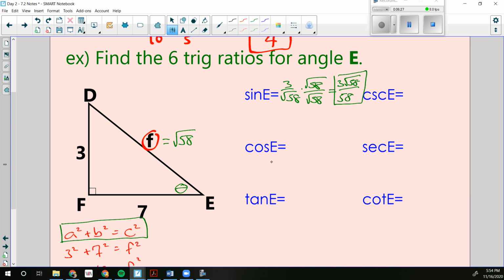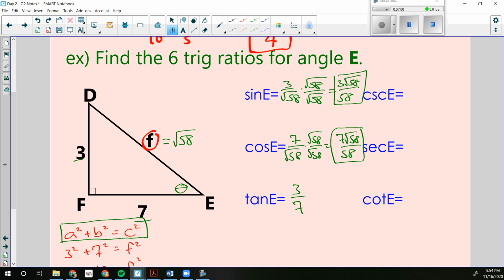Same thing for the cosine of e. Cosine is going to be adjacent over hypotenuse. So that's 7 over the square root of 58. Again, multiply times the square root of 58 over itself, rationalizing our denominator. And it gives us 7 square roots of 58 over 58. I would simplify this if I could, but I cannot simplify anything there. Lastly, tangent of e is going to be opposite over adjacent, which is just 3 over 7.